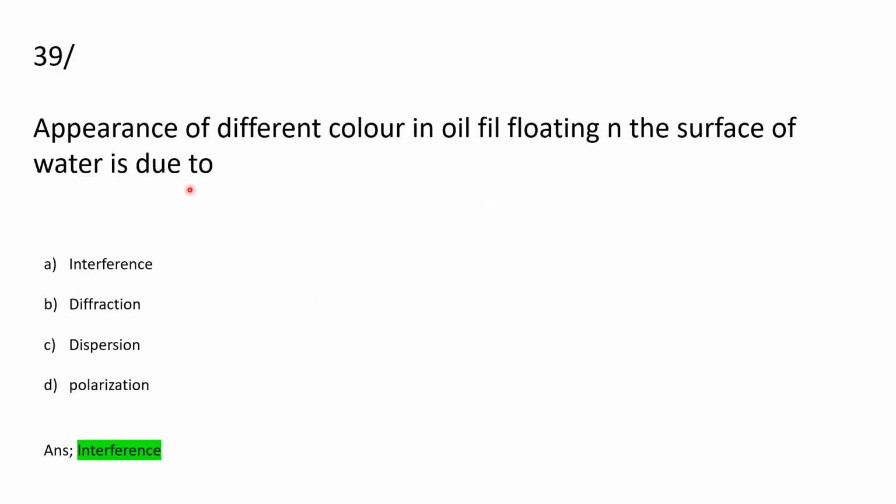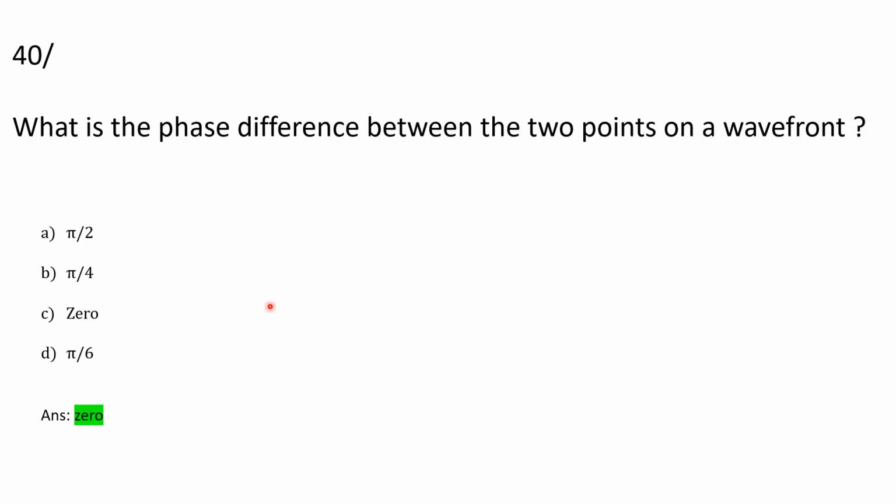And then the appearance of different colors in an oil film floating on the surface of water is due to, and the options are interference, diffraction, dispersion, and polarization. The answer will be interference. Then what is the phase difference between two points on a wavefront? The options are pi/2, pi/4, 0 and pi/6. So the right answer is 0.